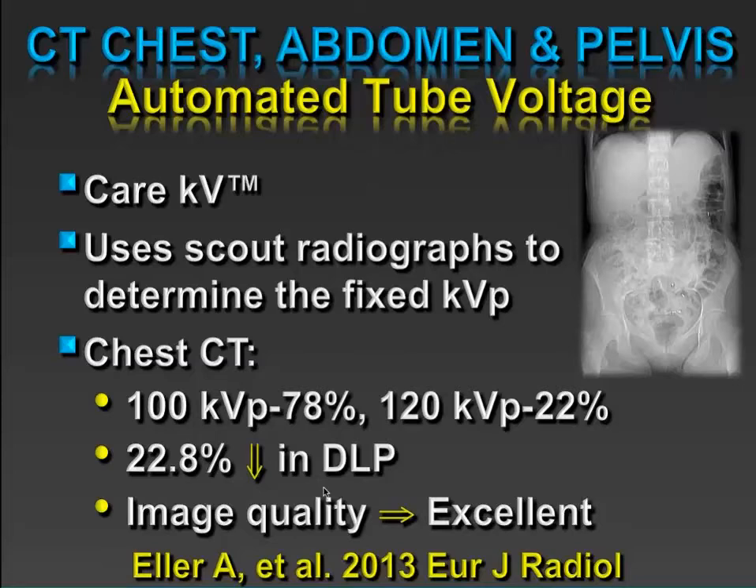In this one study from European Journal of Radiology, you can see that 78% of the time, for a chest CT, it shows 100 kVp, 22% 120 kVp, and that overall the mean drop in the dose length product was 22.8%, all the while there was excellent image quality. So it looks like an additional way of doing radiation dose savings, particularly in the chest where we use lower kVps.